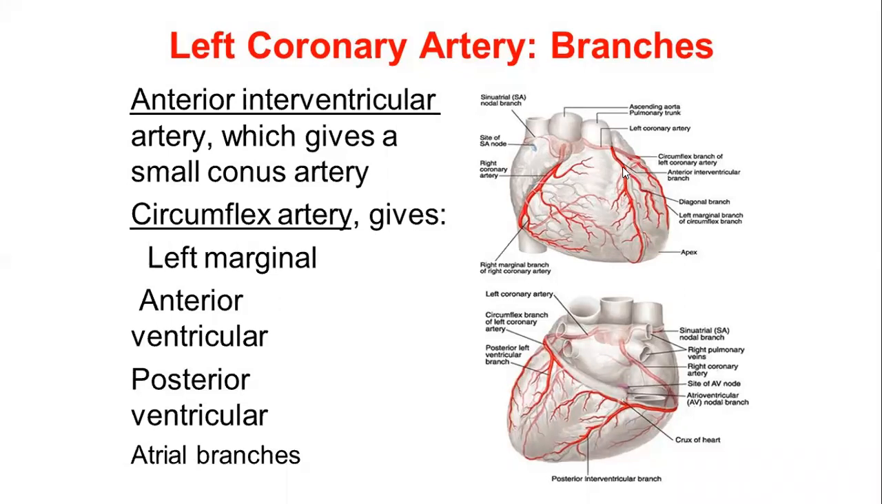The anterior interventricular artery, which is famously known by practicing doctors as the left anterior descending artery. So the anterior interventricular artery is also known as the left anterior descending artery. So the left coronary artery at the upper end of the anterior interventricular groove divides into the anterior interventricular and circumflex arteries.